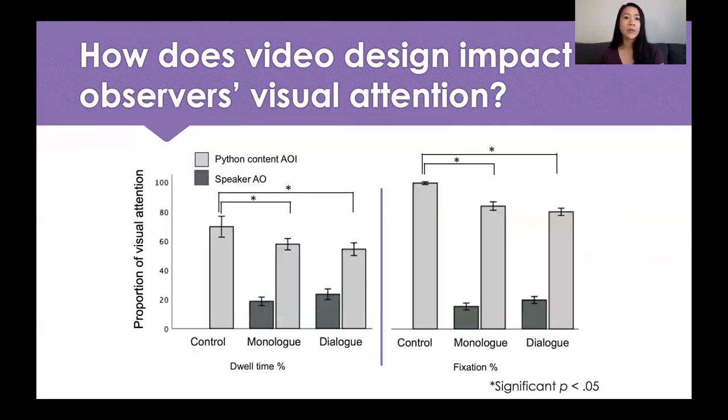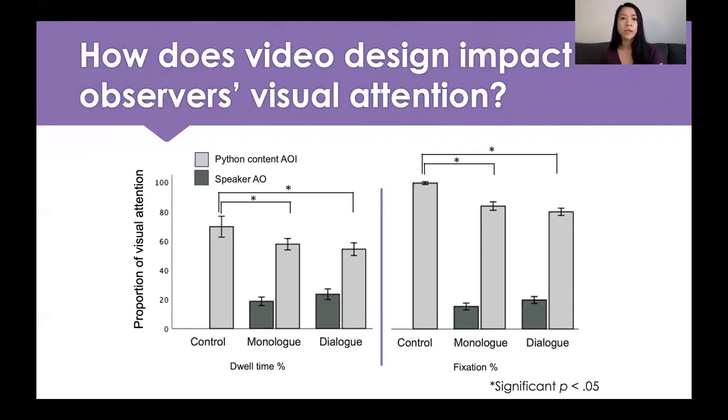Participants spent about 20% of trial time looking at the speakers in the monologue and dialogue conditions, and this is shown with our dark gray bars here. We observed that this came with a trade-off in attention paid to the Python content in those conditions, indicated here with the light gray bars. Participants in the control condition had a significantly higher dwell time percentage and fixation percentage on that Python content than their counterparts in the monologue and dialogue conditions. And we confirm these results with Bayes factors providing decisive evidence for the alternative model.